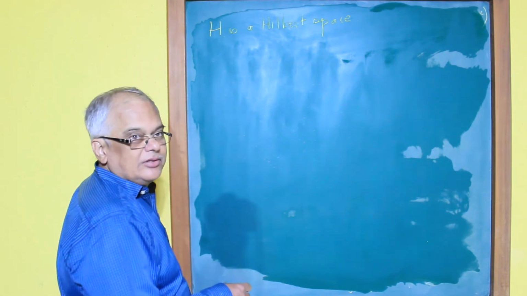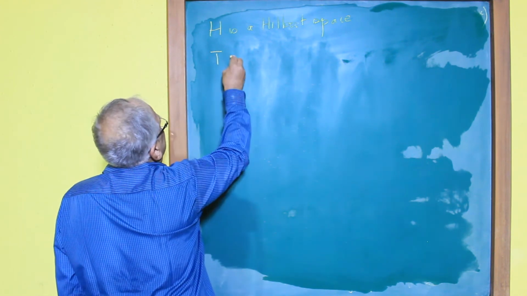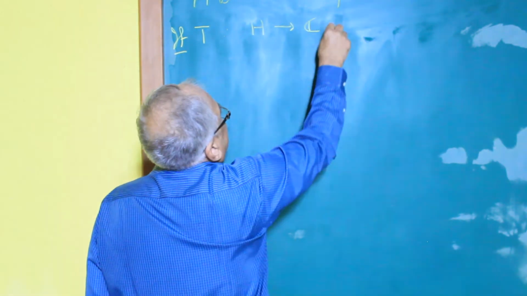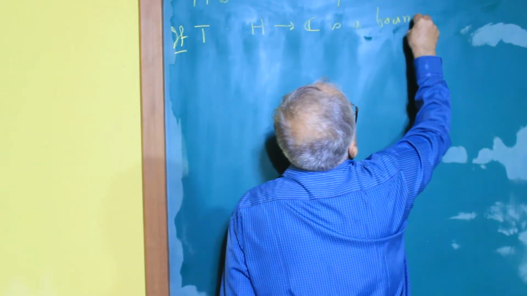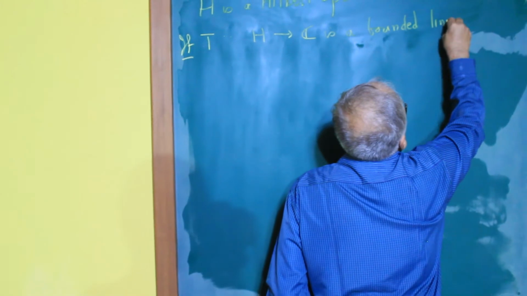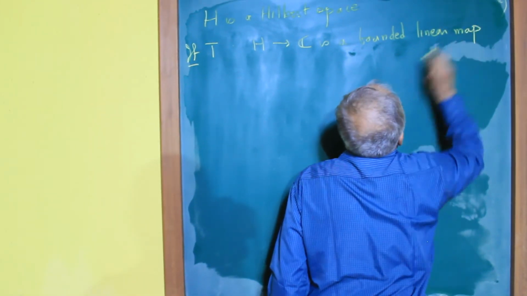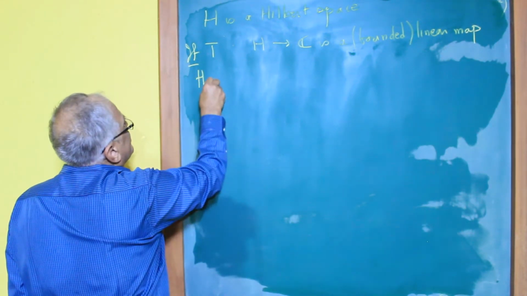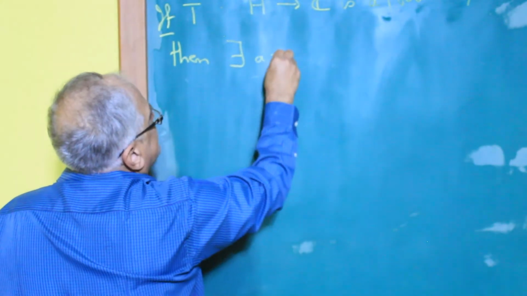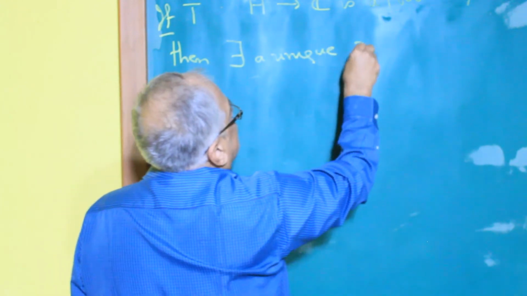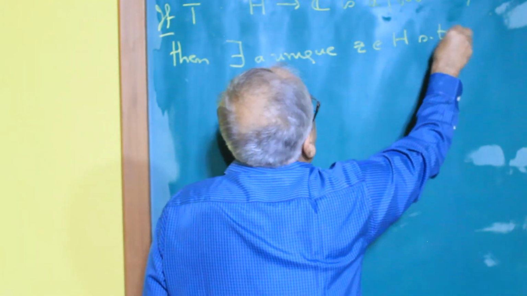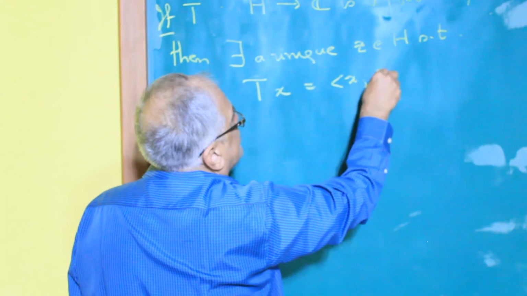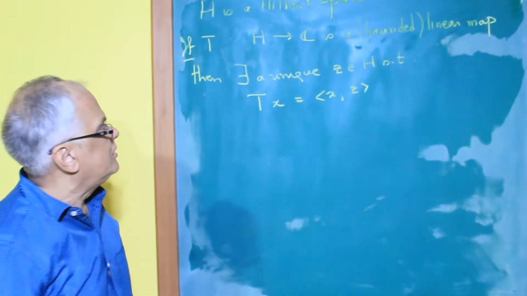Okay? So there's a theorem which says that every bounded linear map T from H to C, for some reason I have to use bounded, whatever that means, then there exists a unique z in H such that T of x is equal to the inner product of x with z.